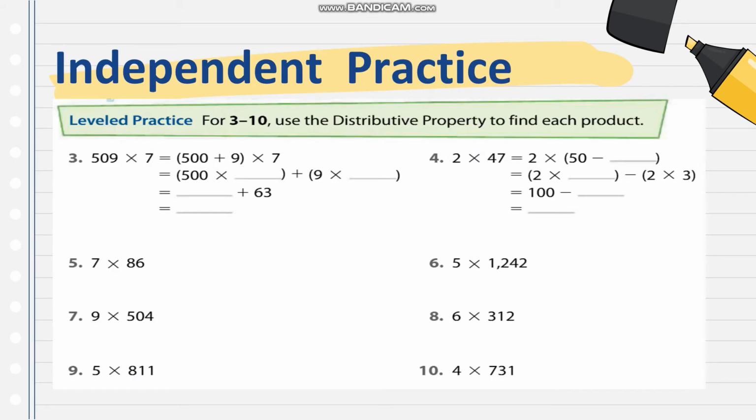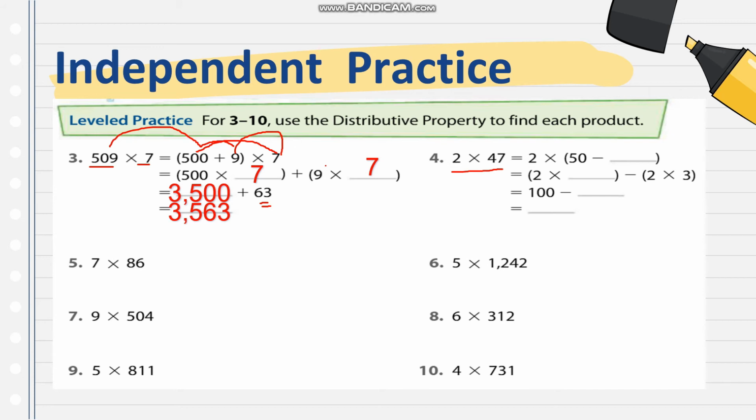Number 3. 509 multiplied by 7, I'm going to break 509 into 500 plus 9. Then multiply 500 multiplied by 7, then 9 multiplied by 7. So 500 multiplied by 7 is 3,500, and 9 multiplied by 7 is 63. So 3,500 plus 63 is 3,563.